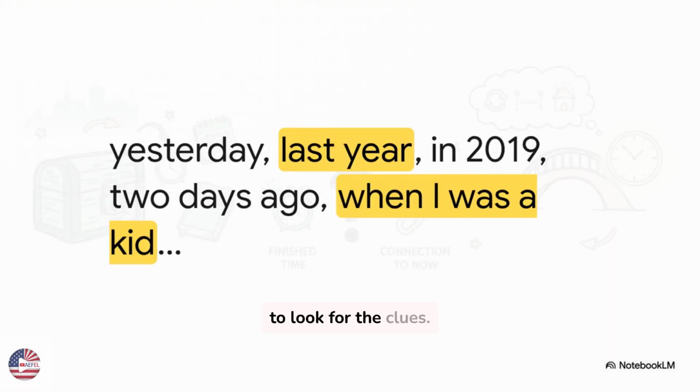And here's the real trick. You've got to look for the clues. These words are like giant flashing signs. Anytime you see stuff like yesterday, last year, a specific date like in 2019, or when I was a kid, your brain should just scream, finished time, simple past.